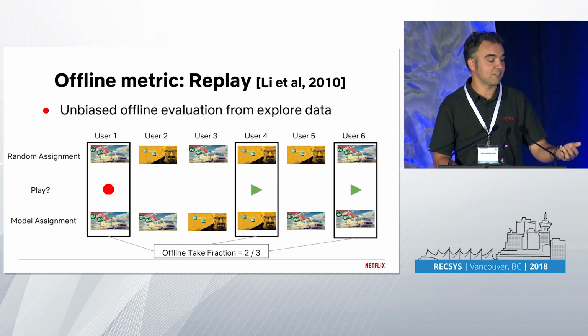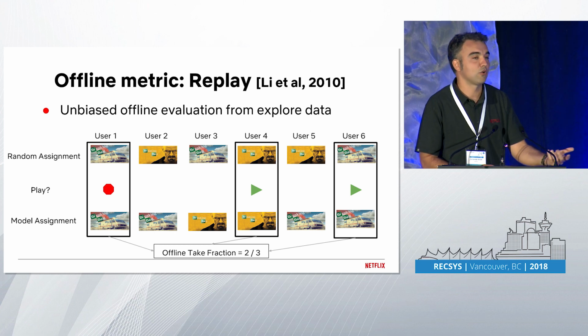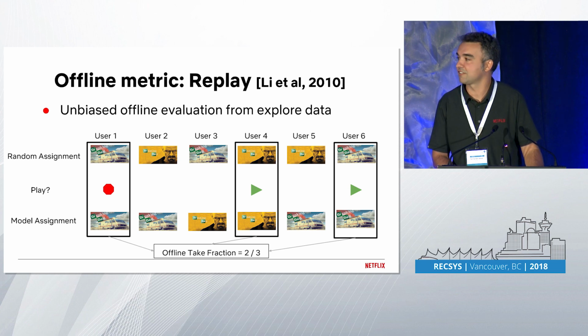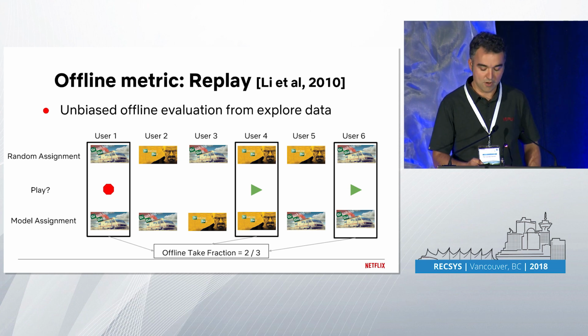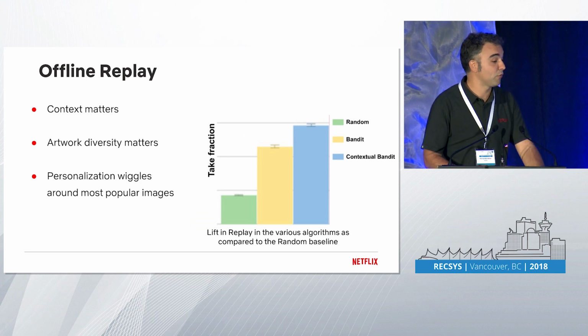But if it matches, actually you can use that data. And so it's the same. In this case, we have 3 matches and 2 of them played. So you will say that the take fraction of that model is 2/3. And that allows you basically for offline experimentation. And so this is basically what we did.